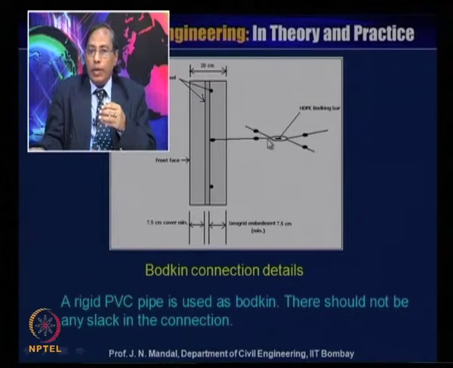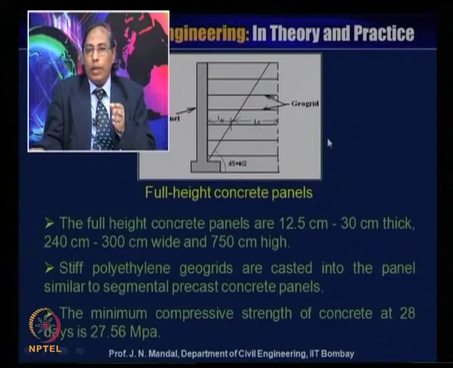and then you can join here with the remaining geogrid material. Here it is a Bodkin, and for this Bodkin joint, a rigid PVC pipe is used as a Bodkin. This is a rigid PVC pipe which is used as a joint, and there should not be any slack in the connection. So this way you can join this material.